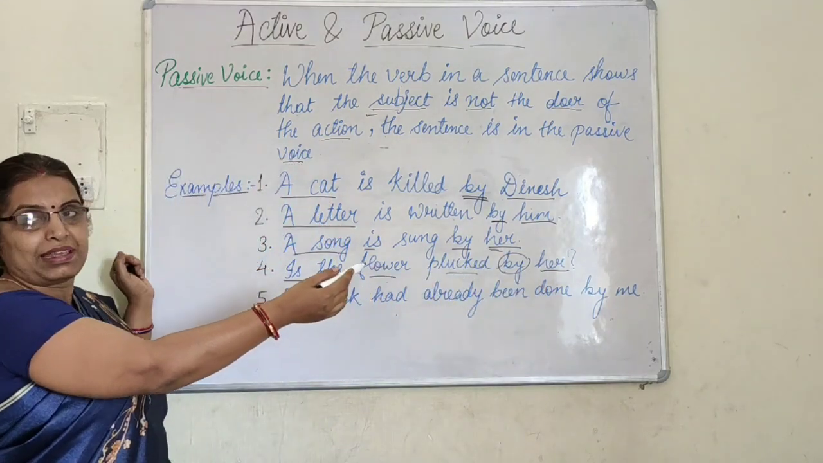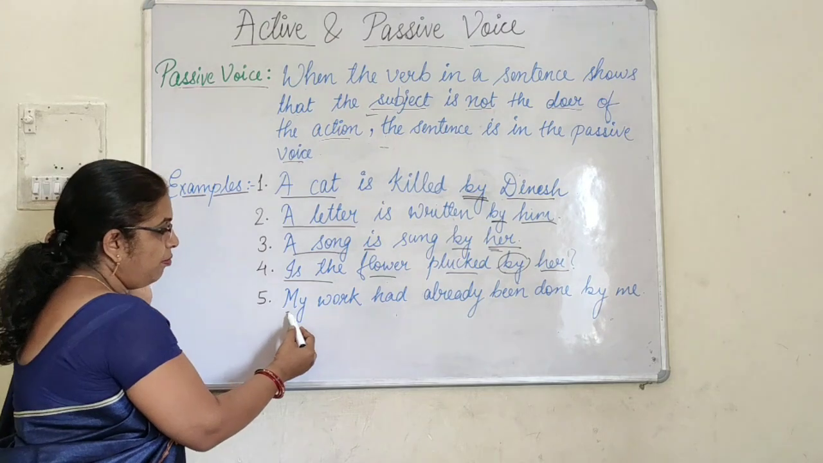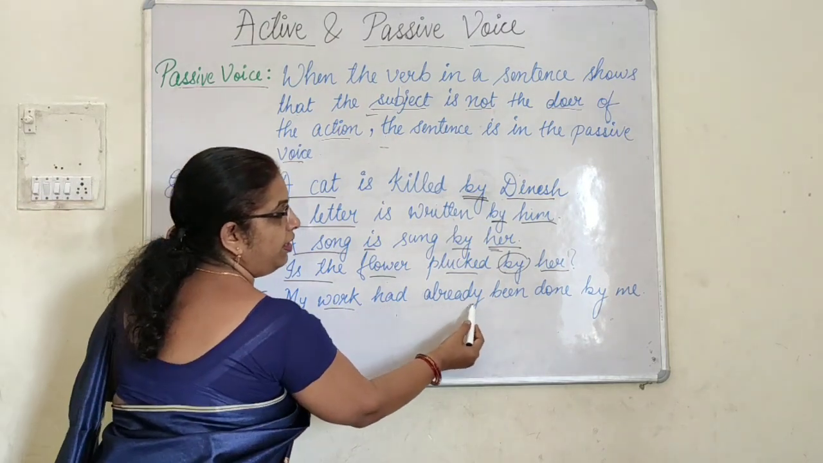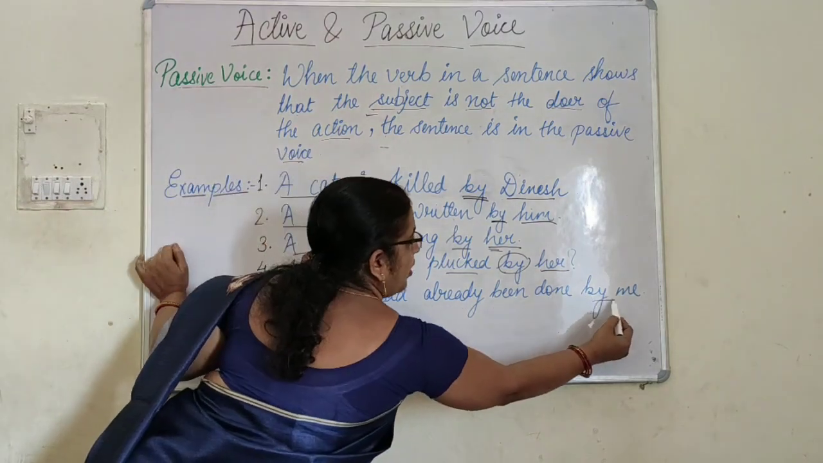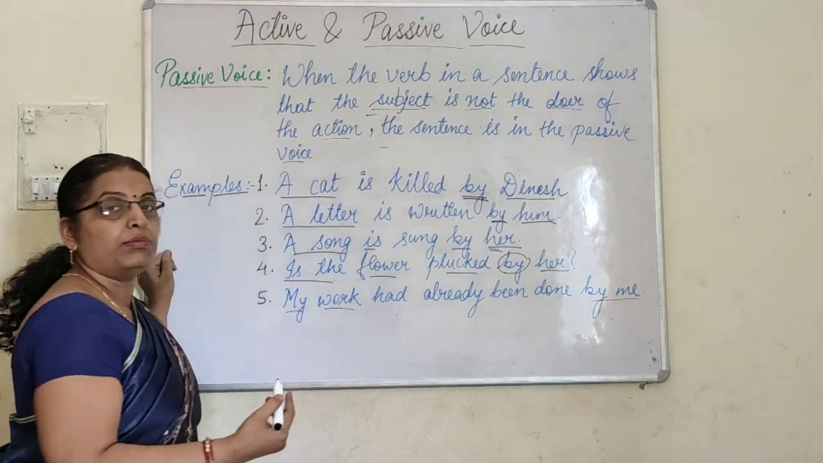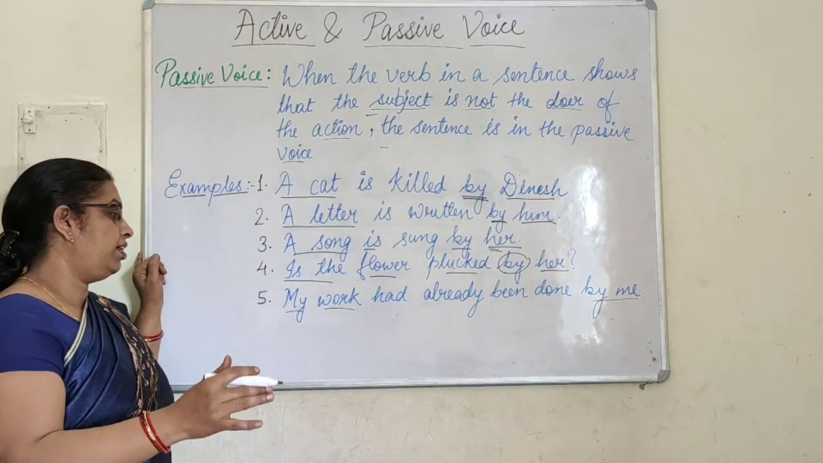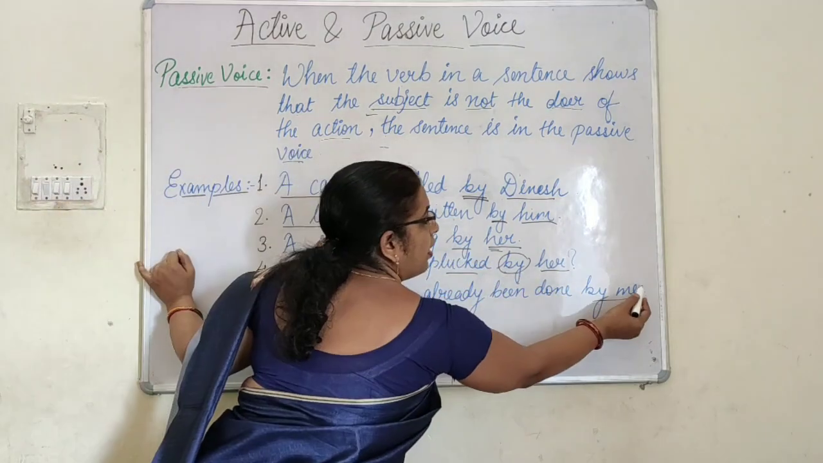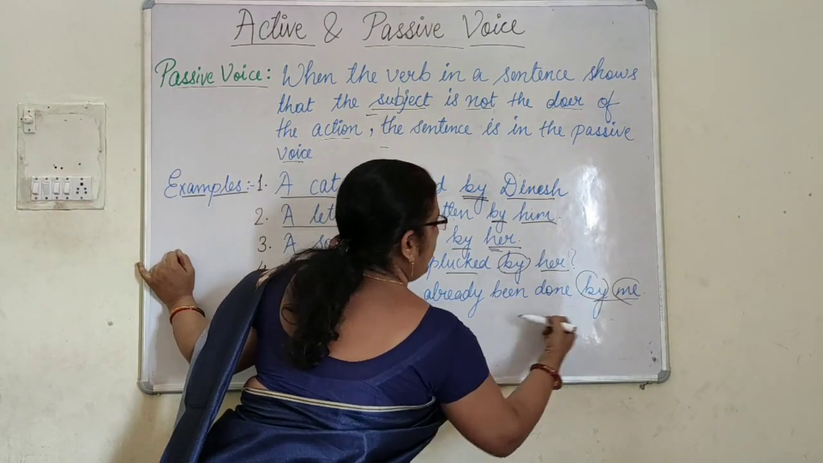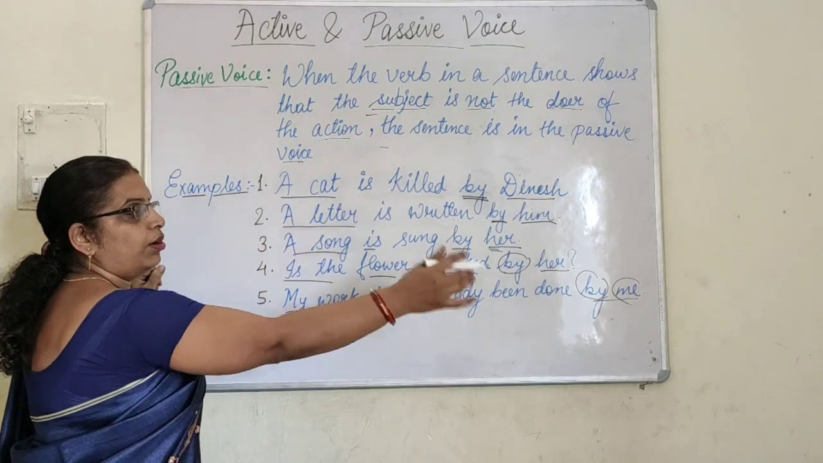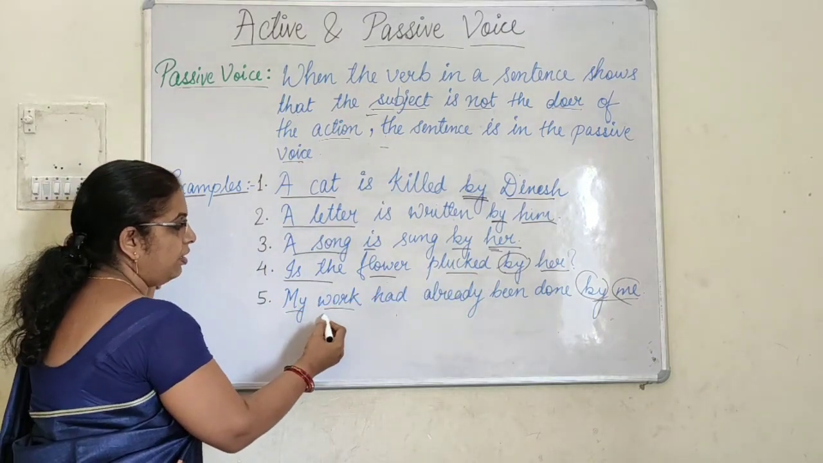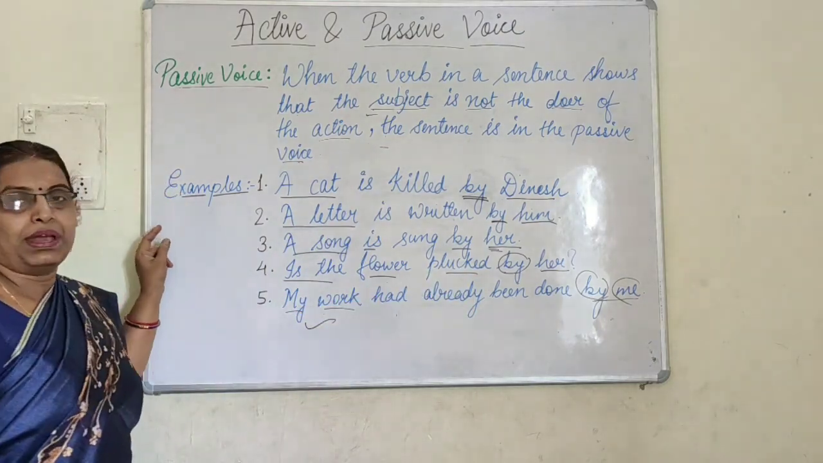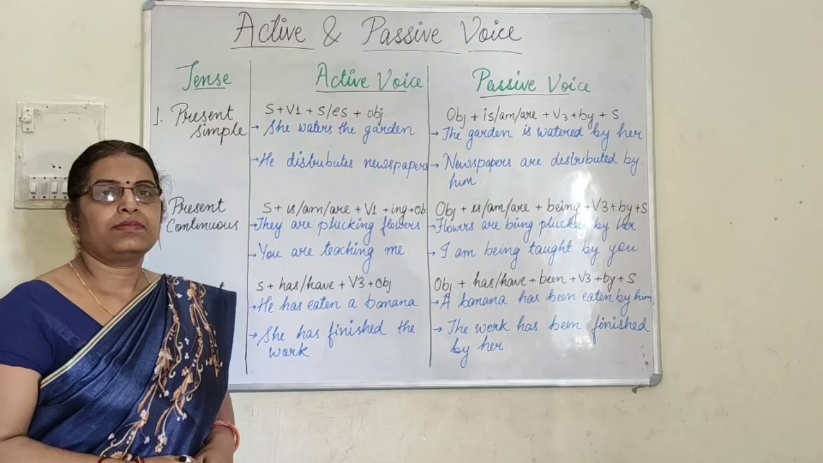It is passive voice. My work had already been done by me. I had already done my work. The same sentence was changed. Now I changes to me and by is used and the object is in front. That is known as your passive voice.